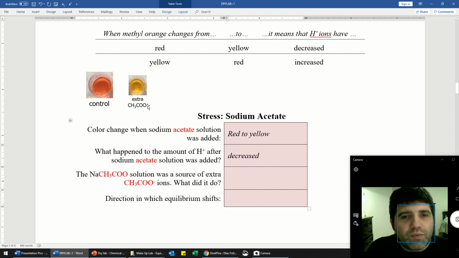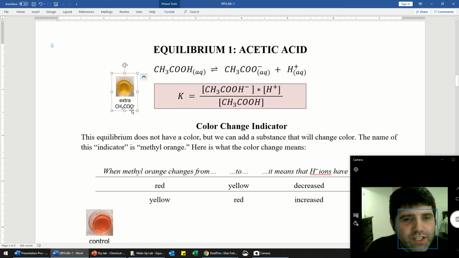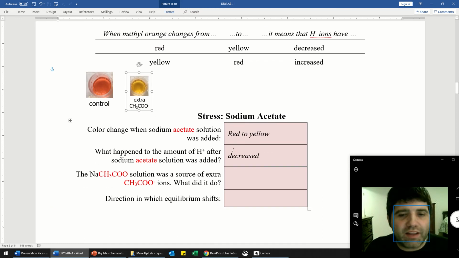And so what we did was we added CH3COO minus. Let me bring it up here for a sec. We added CH3COO minus. That's one of the products. So by adding more product, we speed up the reaction going backwards. And that's simply because there's more there and it's more likely that they're going to collide with an H plus ion. So that explains why it responded in the way that it did.